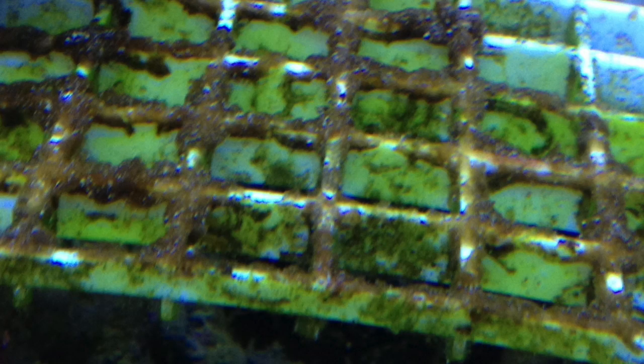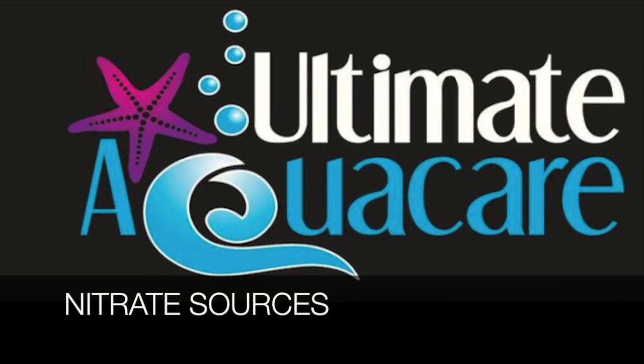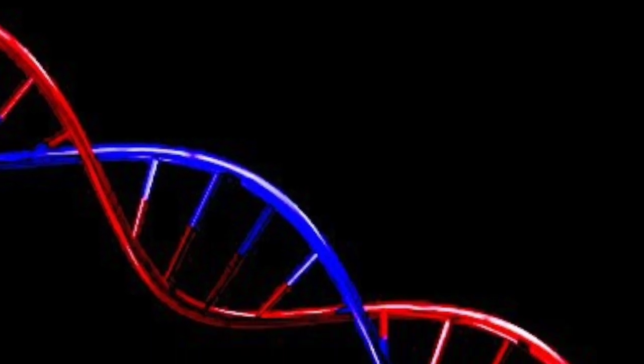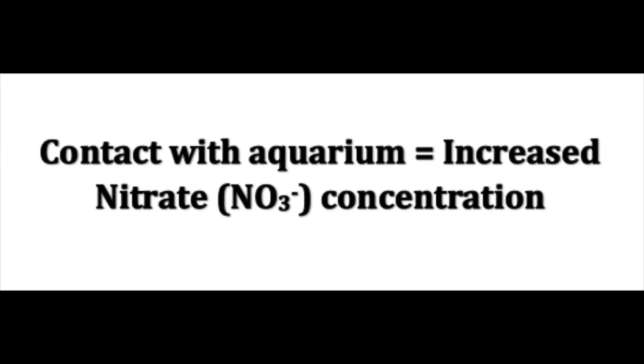Generally the signs are green, stringy and hairy algae. This nuisance algae covers rock, glass and in extreme cases corals. Nitrate has many sources such as fish food, fish feces and other organic material. These come into direct contact with your aquarium and increase your nitrate concentration. This means it is necessary for you to dose your aquarium on a daily basis to prevent nitrate levels from escalating.